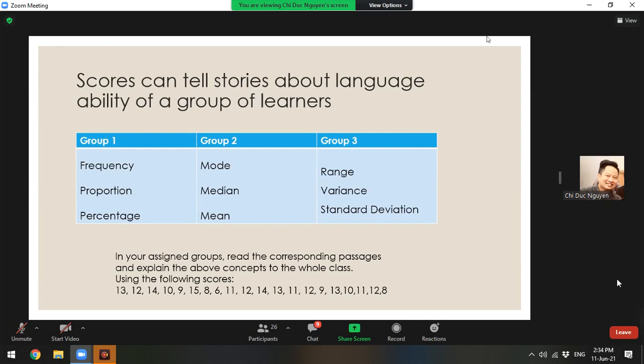Okay, so now I will send you to the breakout rooms and you have about 5 to 7 minutes to identify the meaning of these indices over here. And after that, can you please select maybe three most important indices for me in order for us to cultivate an overview about the language ability of a group of students.